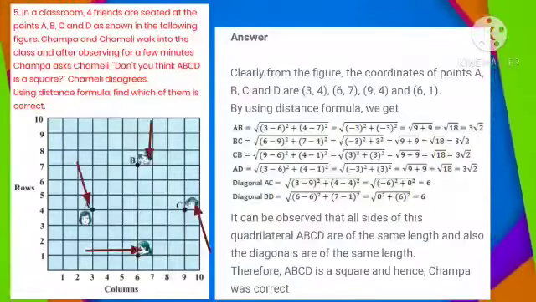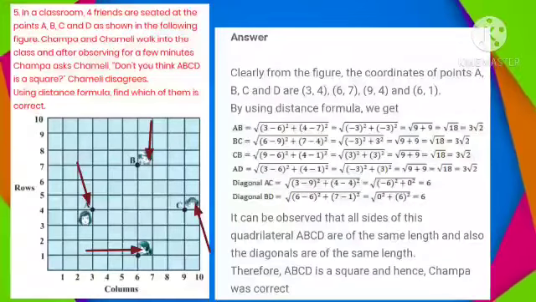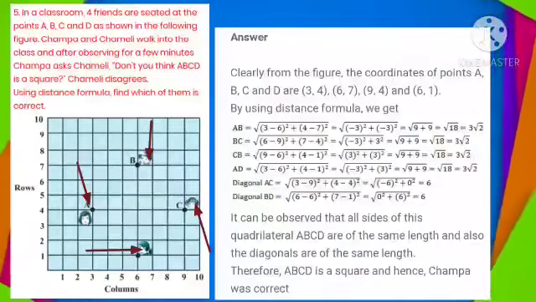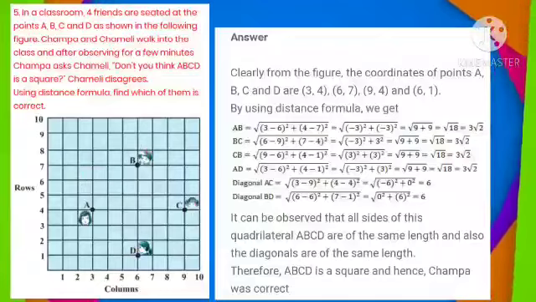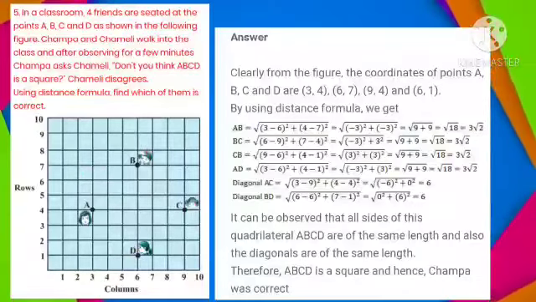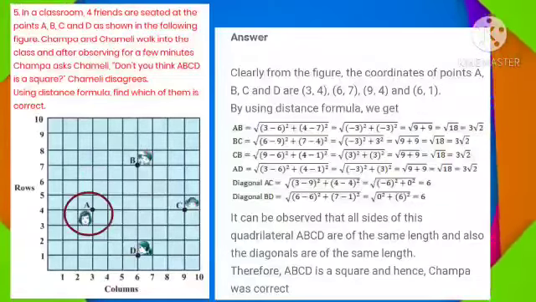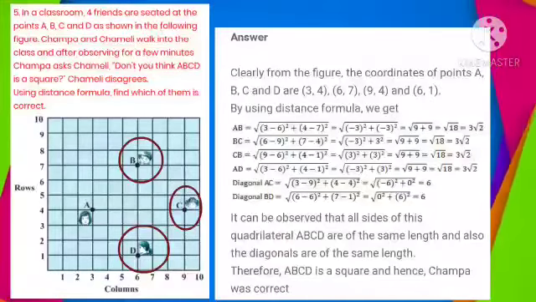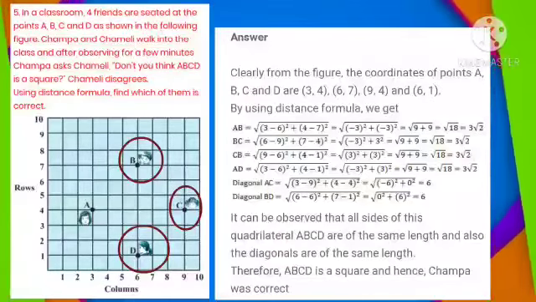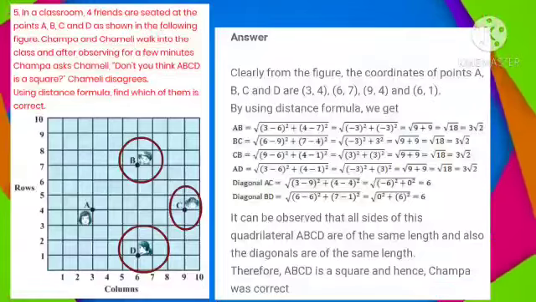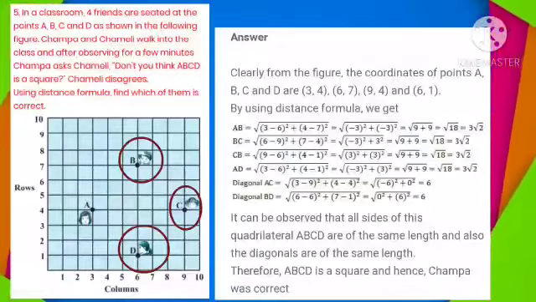Dear students, we can easily find the coordinates of A, B, C and D from the given figure. We have learnt about it in earlier classes. So the coordinates of A are (3, 4), the coordinates of B are (6, 7), the coordinates of C are (9, 4) and the coordinates of D are (6, 1).